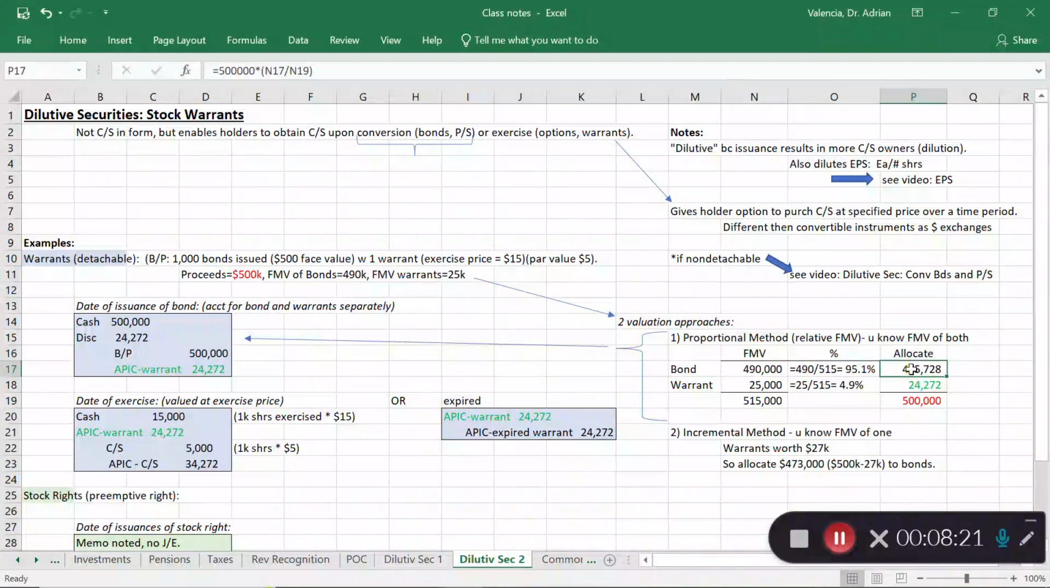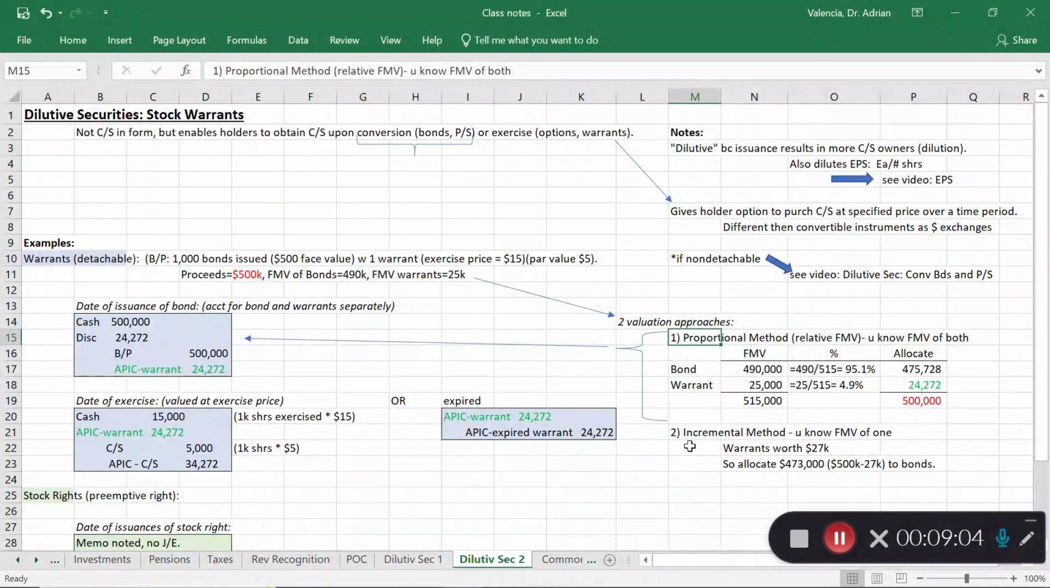So when I allocate this without rounding, I get out of the total 500,000. Notice my formula here. I'm multiplying 500,000 times this proportion, which we said is about 95%, and that gives me 475,000 roughly. The amount for the warrants is roughly 24,000. Notice how by using this proportional method, I'm allocating the 500,000 that we have in proceeds, and that's what this 500 is for here. So now that one approach is done, I can go and do the accounting.